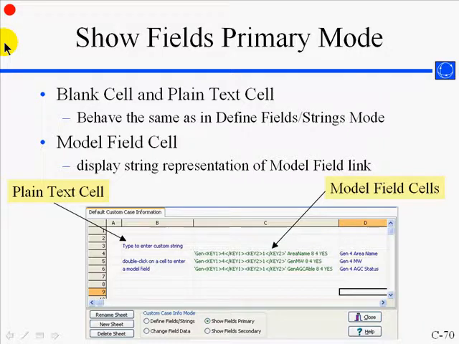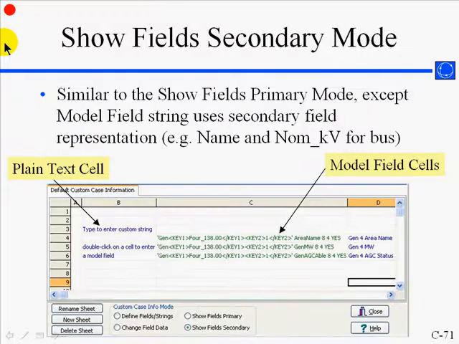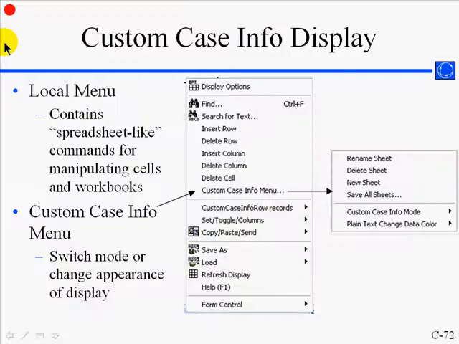And then of course the custom case information display has a local menu, some of which is similar or identical to the options that you find in other case info displays. But then there's also this specific item, this custom case info menu, which then points to certain options on the local menu which are only pertinent to the custom case information displays.